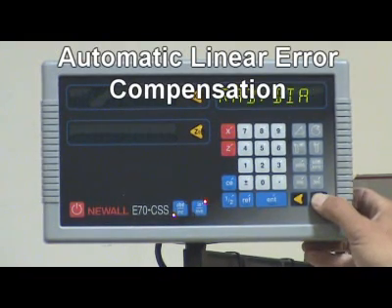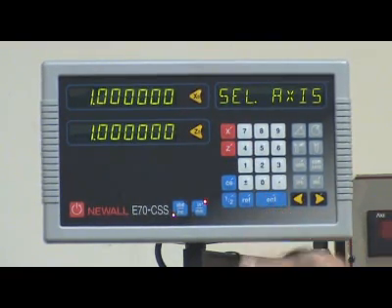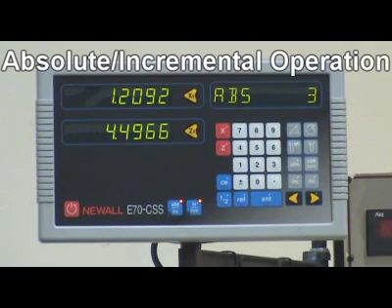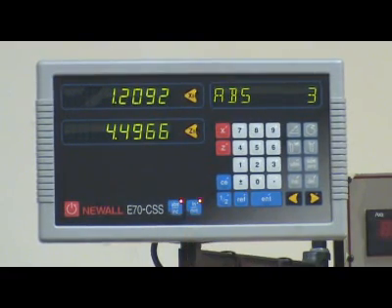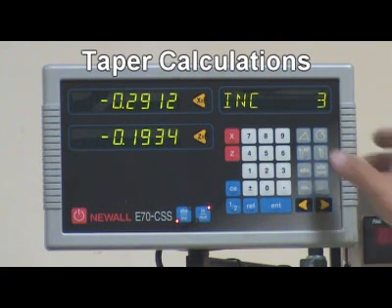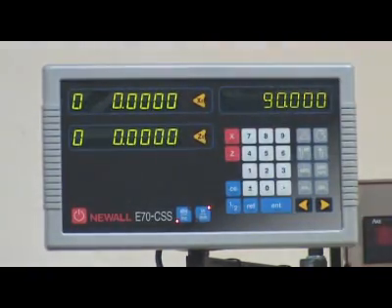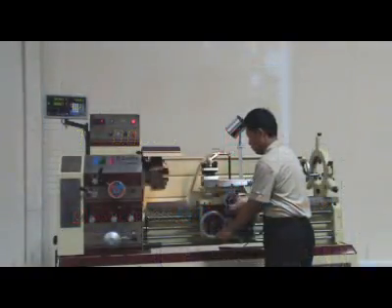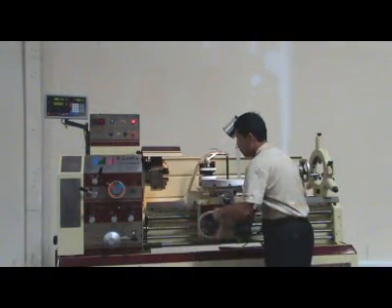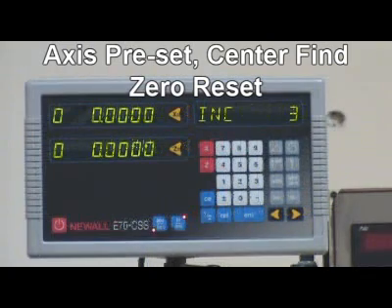Automatic linear error compensation. Absolute incremental operation. Taper calculations. Axis preset, center find, and zero reset.